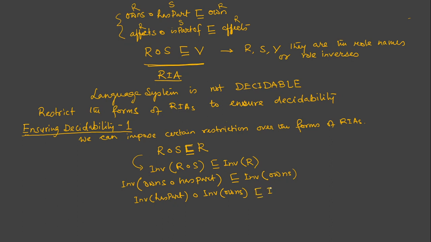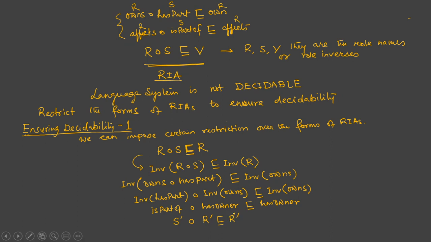So we'll have inverse of owns, right? The inverse of has part is part of, right? And the inverse of owns is has owner, right? And this brings us to has owner. So you can think this is part of to be equivalent to say S prime. Then you can think of has owner to be R prime.